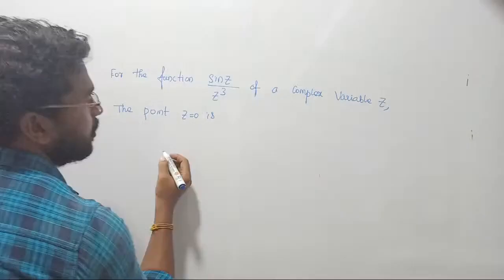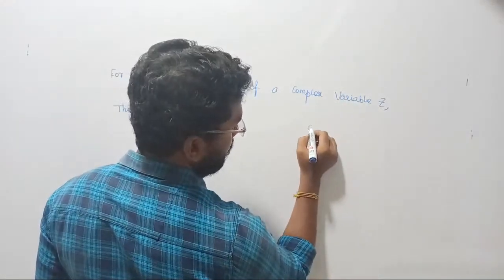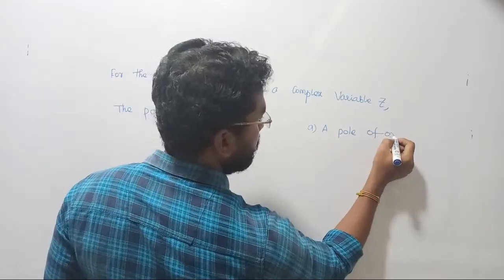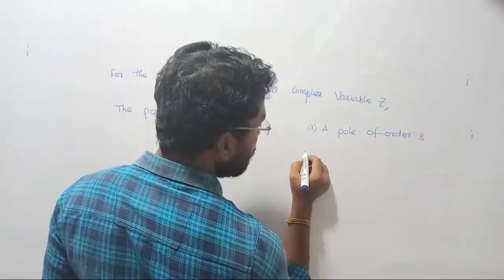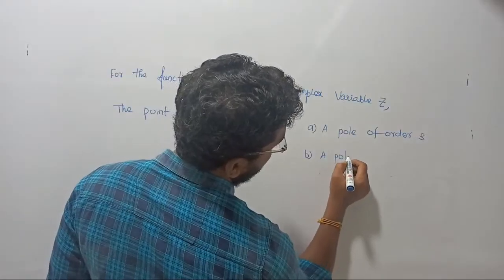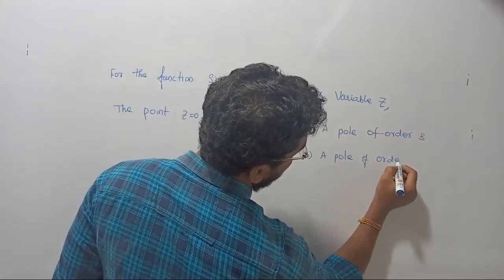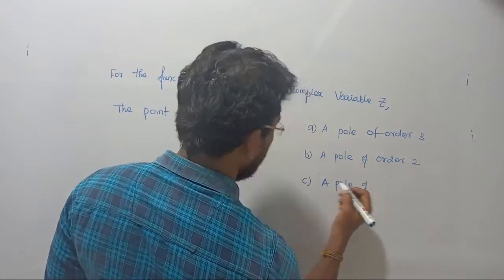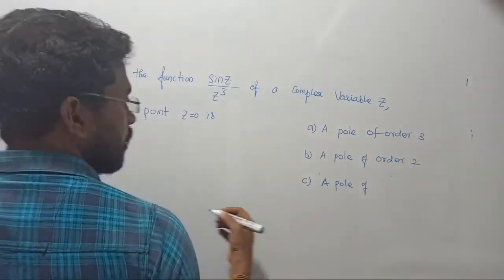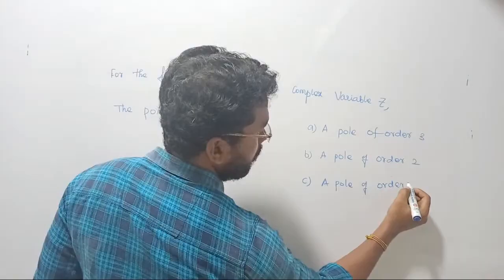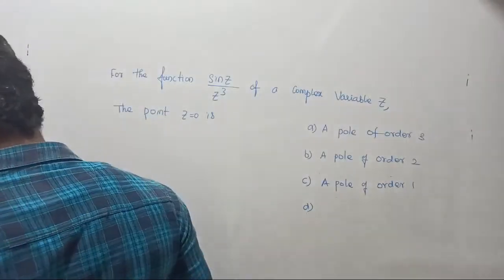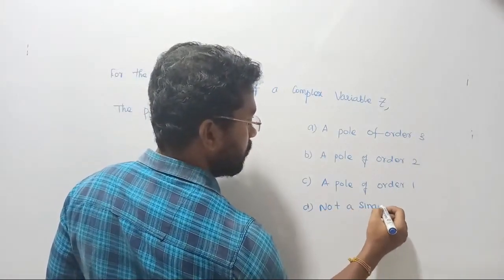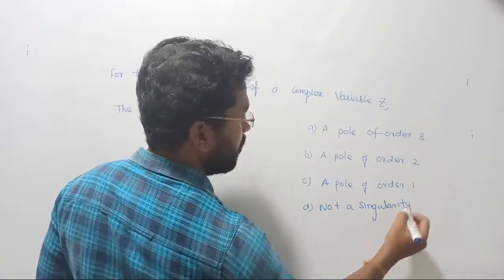Option A: z = 0 is a pole of order 3. Option B: it is a pole of order 2. Option C: it is a pole of order 1. Option D: they said non-singularity. It is not a singularity, which means it is not a pole.